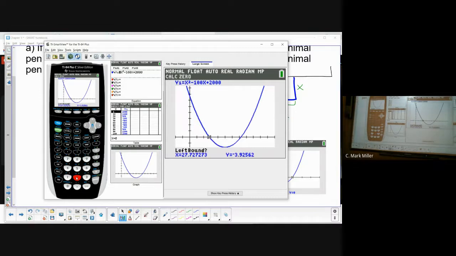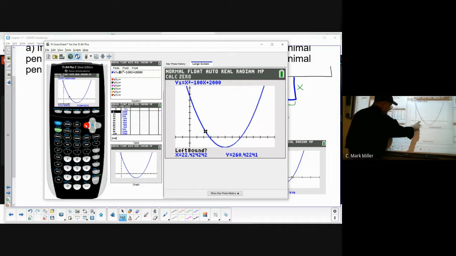So it says find a zero. It's going to ask for an interval, a left and right bound of an interval, in which to look for a zero. So I want to find that zero there. I go a little bit to the left, anywhere to the left, as long as it's to the left of my zero, hit enter.